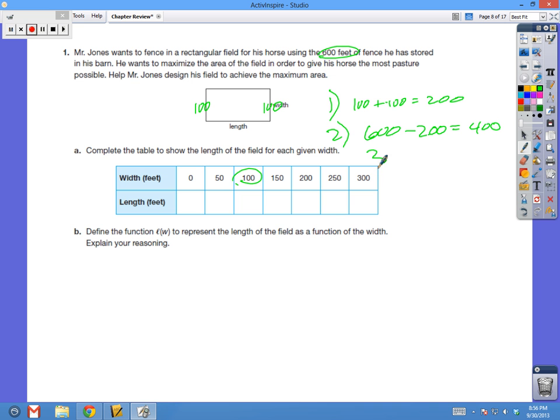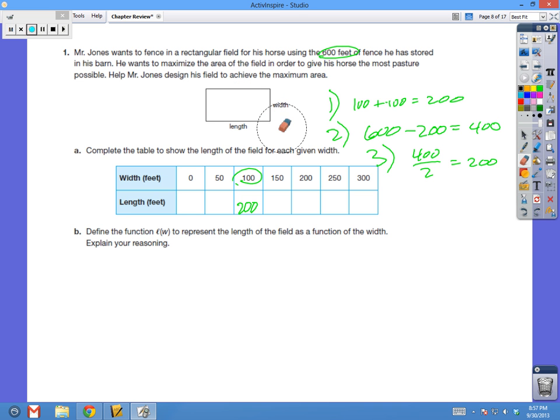Step number 3, if there's 400 feet of fence left to use, you must do 400 divided by 2, and that leaves you with 200. So your length is going to be 200 if your width is 100. It's got to add up to 600. 200, 400, 500, 600.